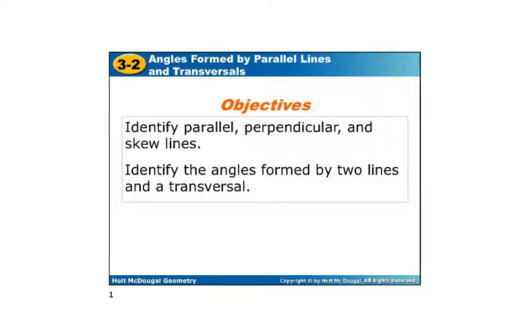Alright, so here we are with angles formed by parallel lines and transversals. It's our Chapter 3, Section 2 notes. Our objectives are going to identify parallel and perpendicular and skew lines. So we're going to start out with some of that identification, and then we're going to end up with identifying pairs of angles that are formed by two lines and a transversal. So we'll kind of go over what all of that means.